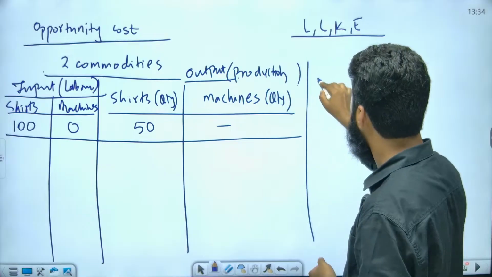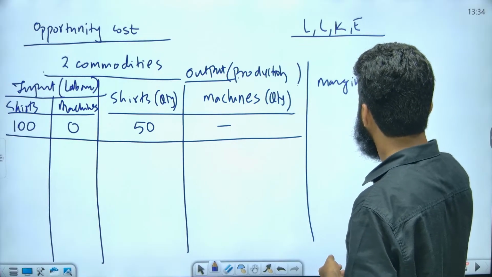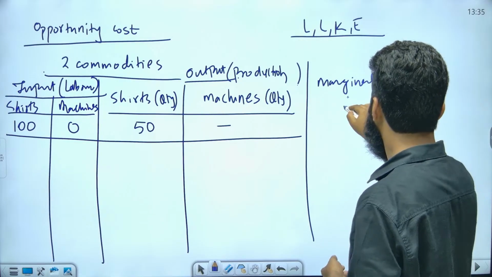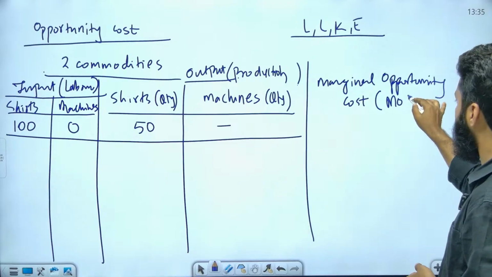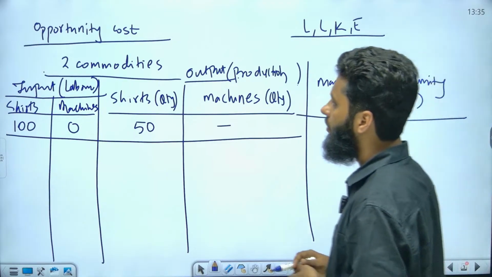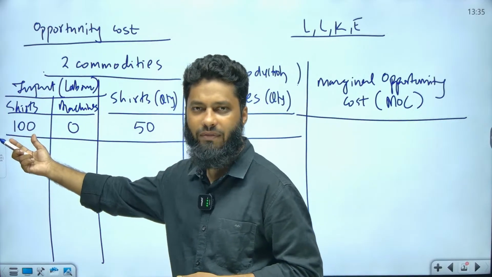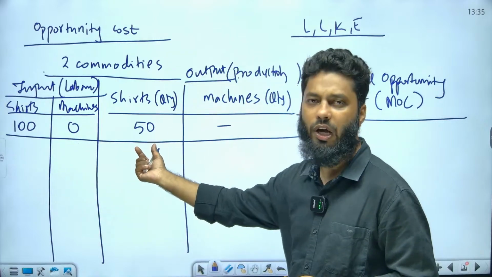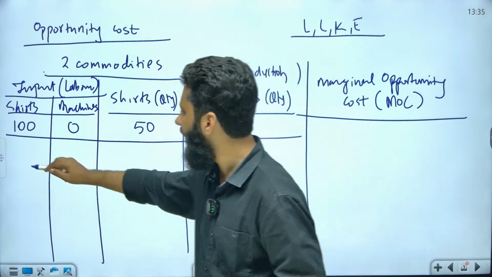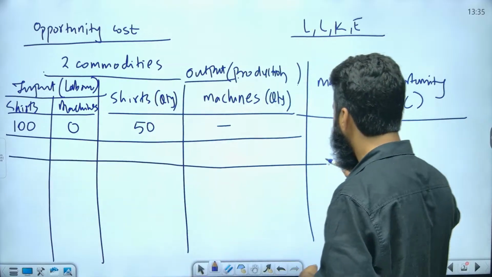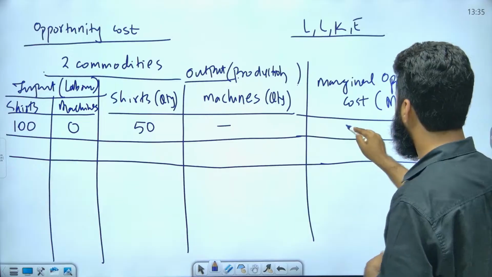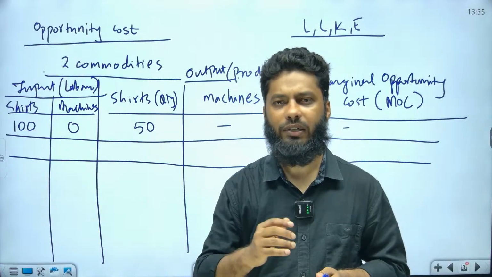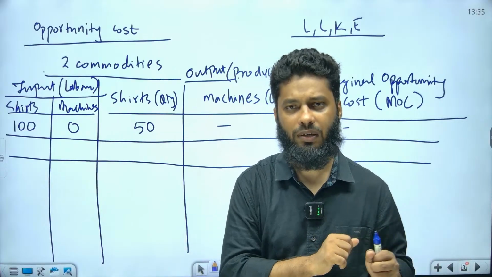Here we will take the marginal opportunity cost also, or MOC, right? Now in the initial phase we have given 100 laborers to manufacturing of shirts, and we are able to produce 50 shirts, right? Now gradually we are diverting our labor, and there will be a marginal opportunity cost here. What is opportunity cost? The next best alternative that you will sacrifice for one particular product, right?